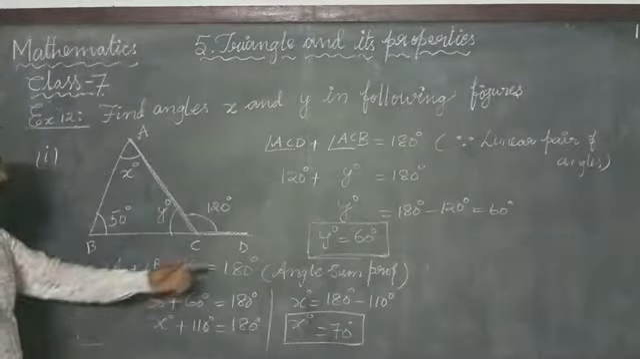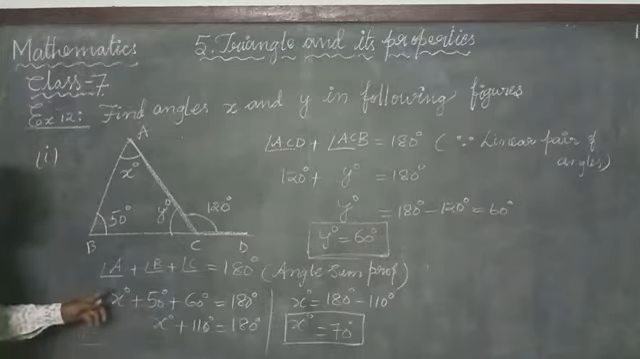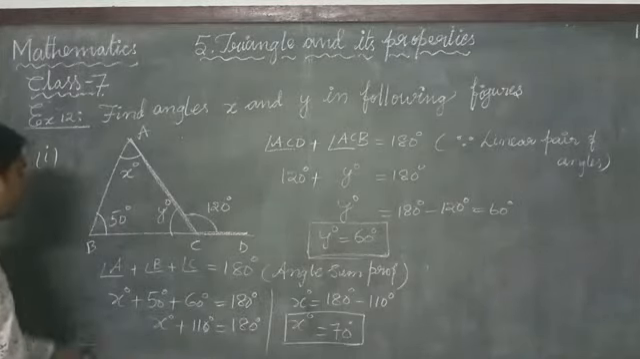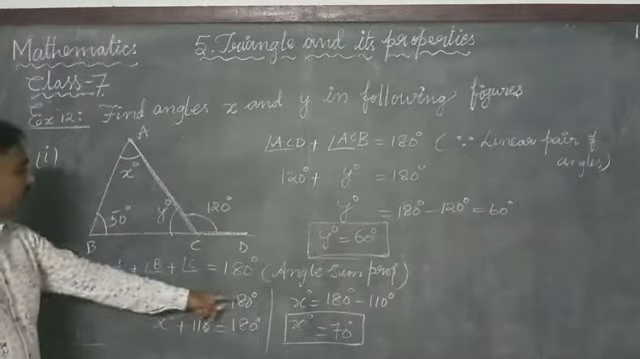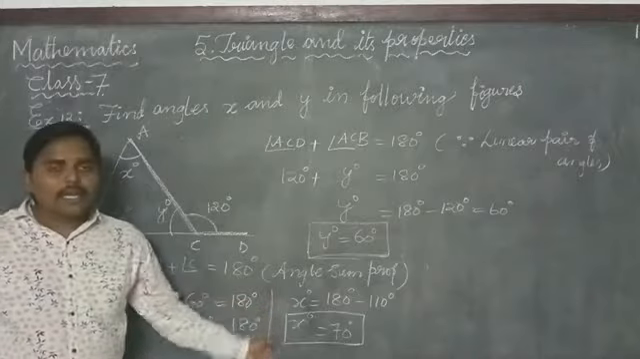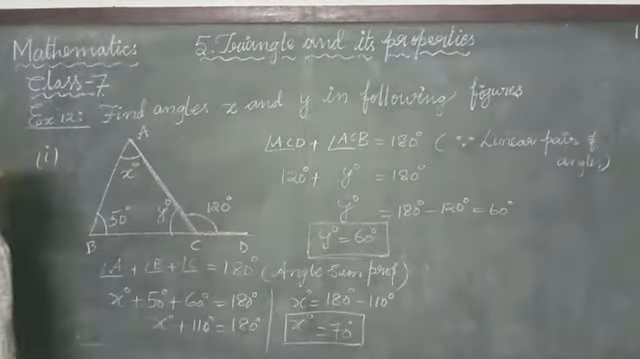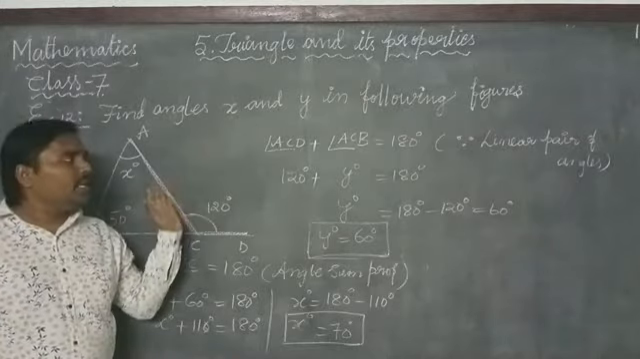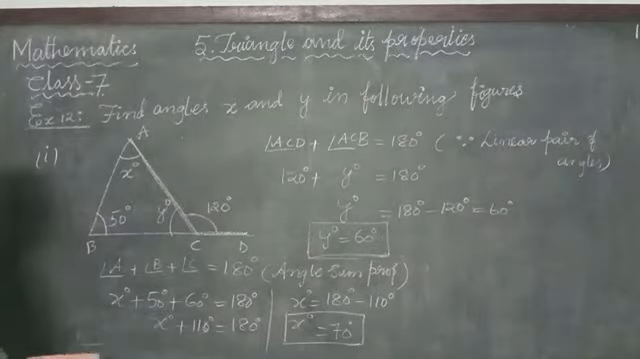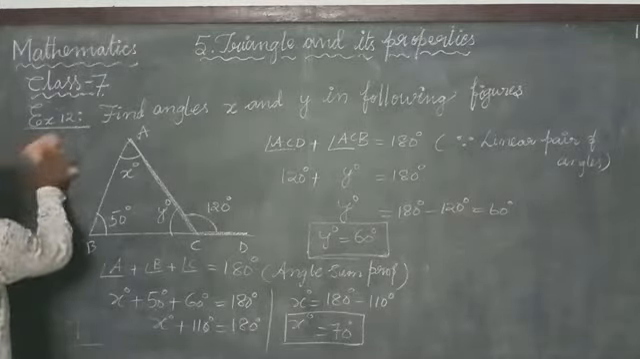From the angle sum property of triangle, we know that the sum of all angles in a triangle is 180 degrees. Then here x degrees plus 50 degrees plus 60 degrees equals 180 degrees. Then we will get the x value. In this way we can find x and y in the given figure. Now let us see the second figure in this problem.